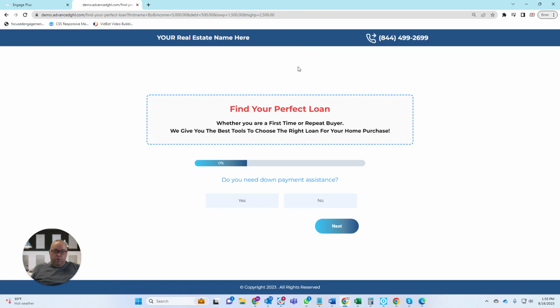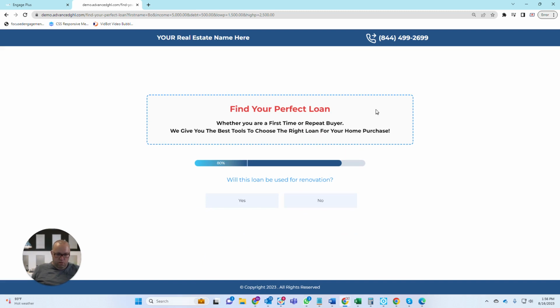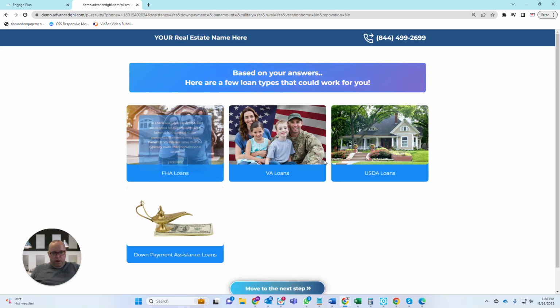Next thing we're going to do is go through and find some loan options that may or may not work for them. We're not pre-qualifying them, we're just gathering information. Now, one of the beauties is they're volunteering all this information. So we're getting a wealth of knowledge about this lead and how we can best help them. So do you need down payment assistance? Let's say yes. You're now in the military. Let's go ahead and just say yes, yes, and no, and no. All right, so it's going to pop up a few options that will work for us.